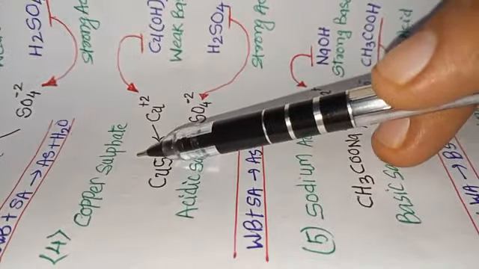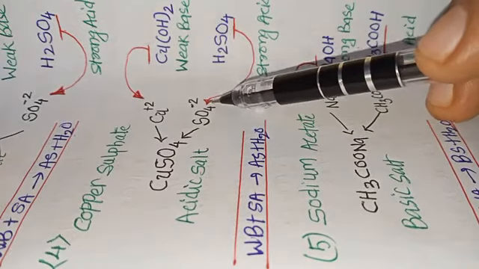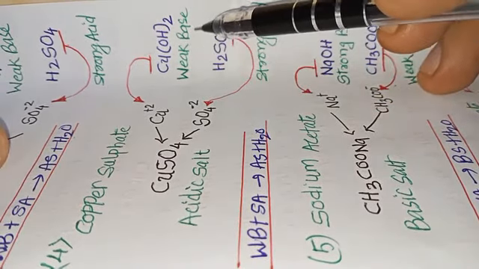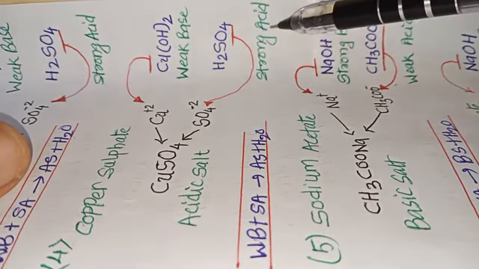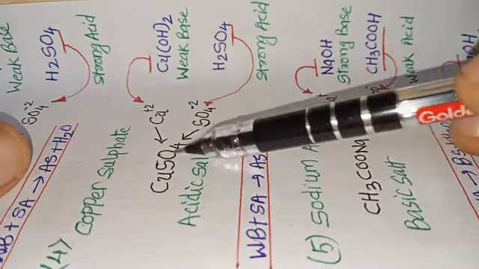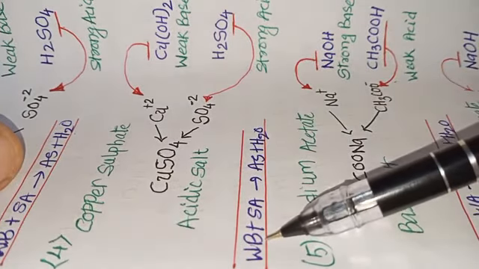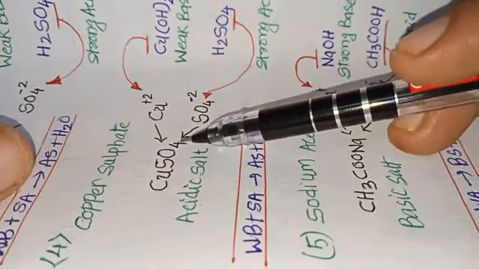Same way, if we think of copper sulfate, it has 2 ions, Cu plus 2 and SO4 minus 2. Cu plus 2 comes from Cu(OH)2, which is a weak base, whereas SO4 minus 2 comes from the H2SO4, which is a strong acid. Thus, copper sulfate is a salt from weak base and strong acid, and that is why copper sulfate is an acidic salt.